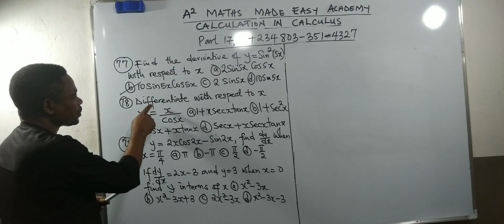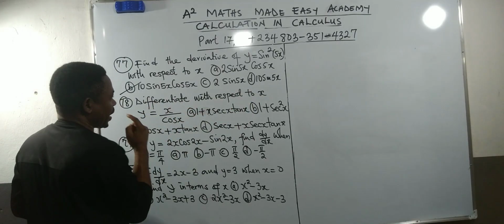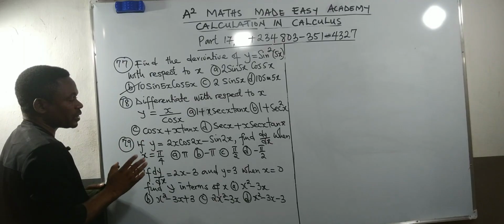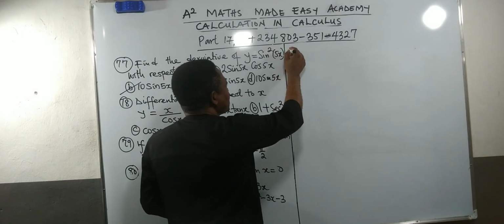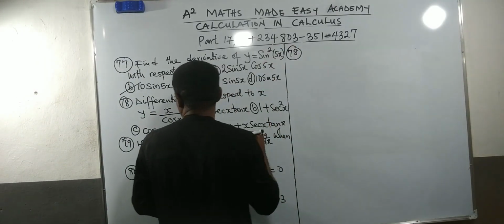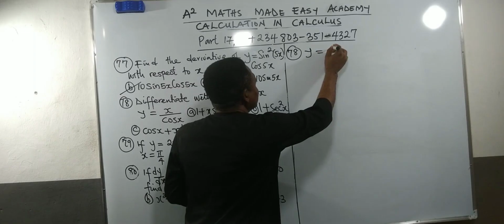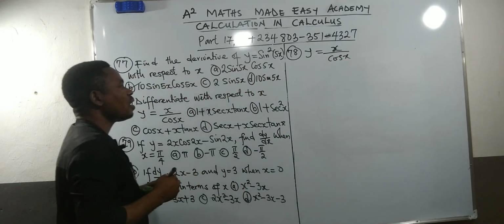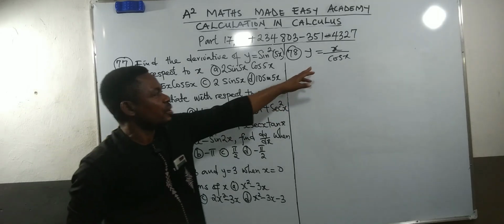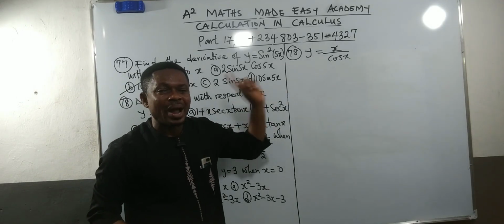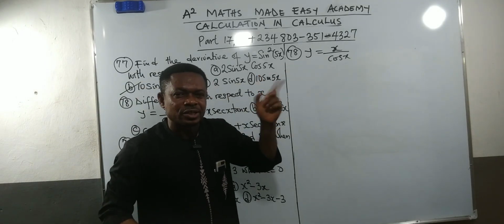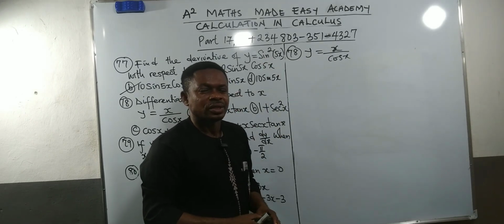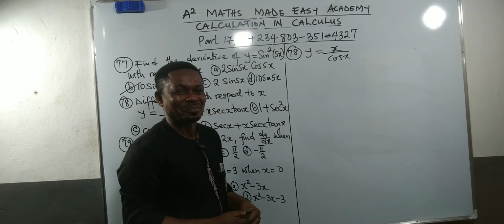Look at this question. Differentiate with respect to x: y equals x over cos x. Now let us observe this. Question number 78. We are given that y is x all over cos x. Now what do you think this will be? We call it differentiation by quotient rule. Why is it quotient? It has a numerator, it has a denominator. Then what is the formula for differentiation by quotient rule?